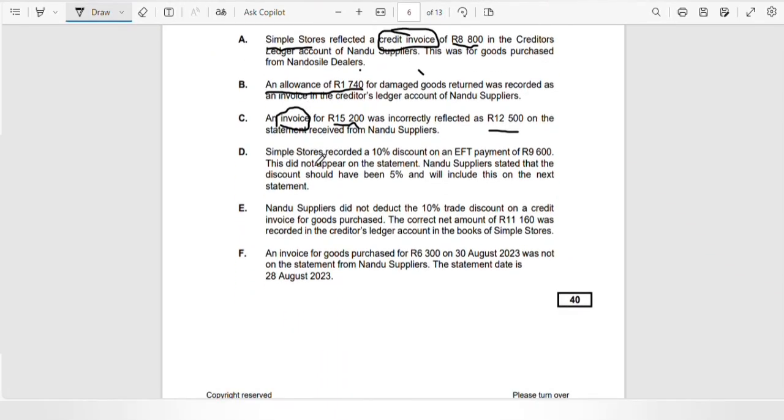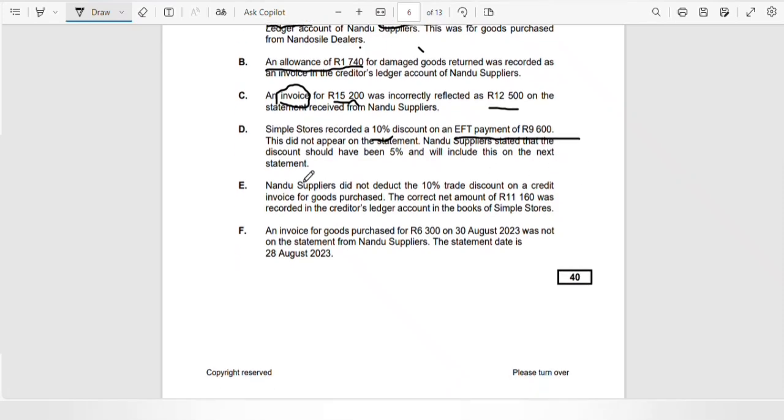So number D says Simple Stores recorded a 10% discount from an EFT payment of 9,600. This did not appear on the statement. Nandu suppliers state that the discount should have been 5% and would include this on the next statement. So guys, a statement like this is very, very important. This adjustment, or the error or omission, which is the adjustment to correct it, is very important, because it is going to appear in your exams. So let's analyze it carefully, because I know it is going to appear in your exam.